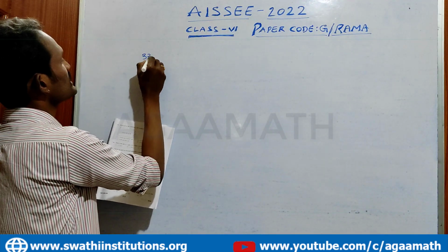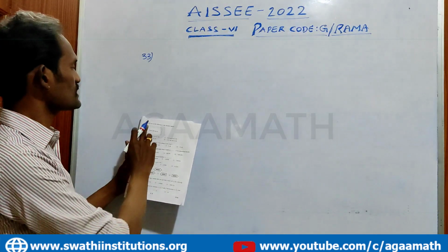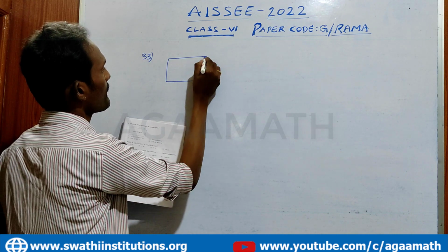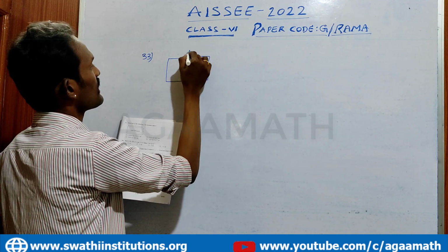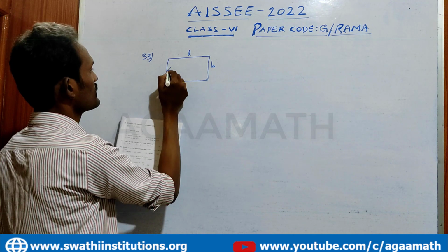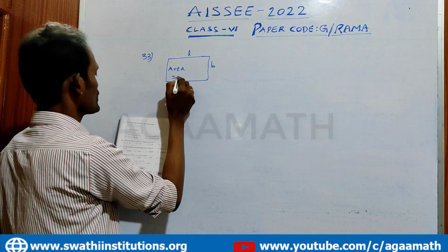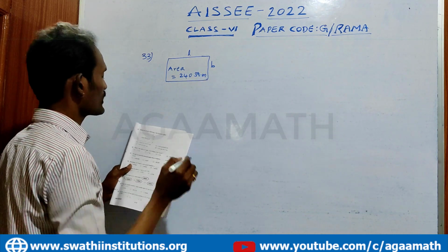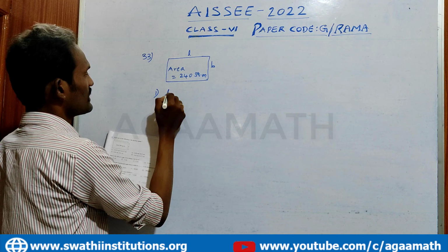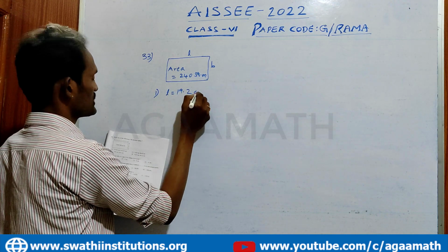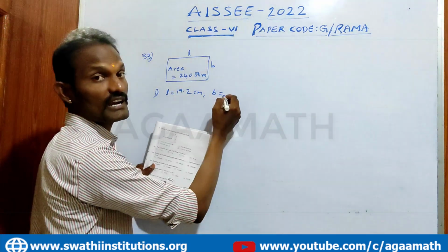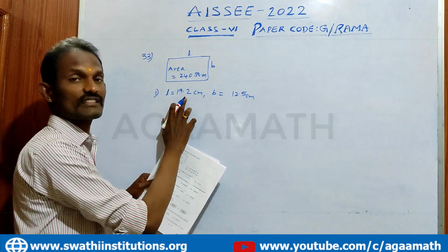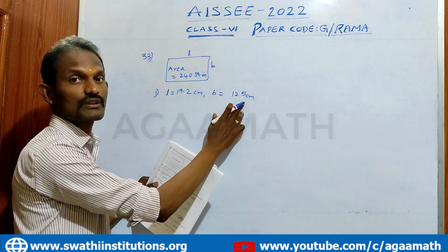The question number 33. Which one of the following is an incorrect option? Here the diagram is given like this, where this is L and this is B, and he said that area equals 240 square meters. Okay, the first option they gave is L equals 19.2 centimeters and breadth equals 12.5 centimeters, right? So length is 19.2, breadth is 12.5.